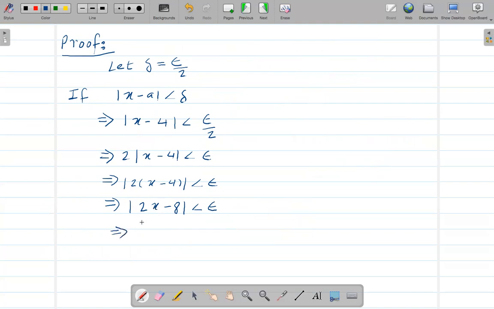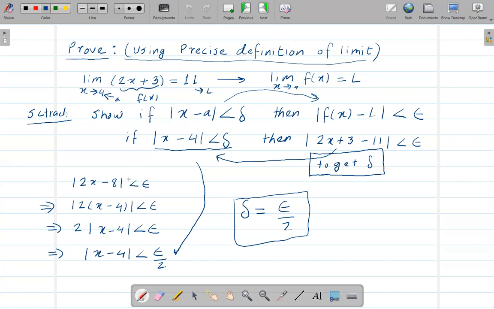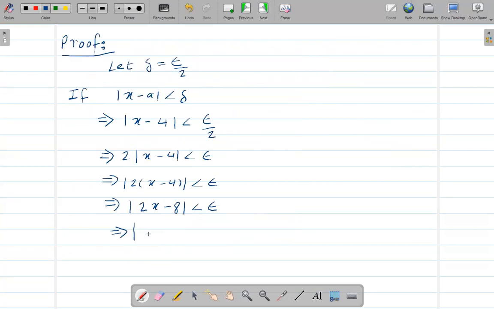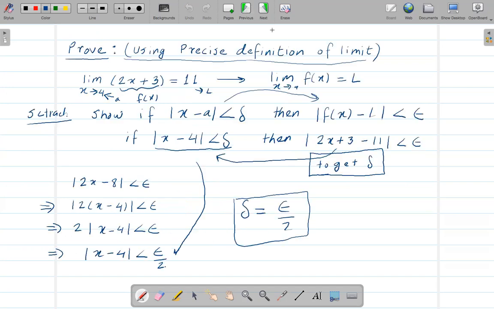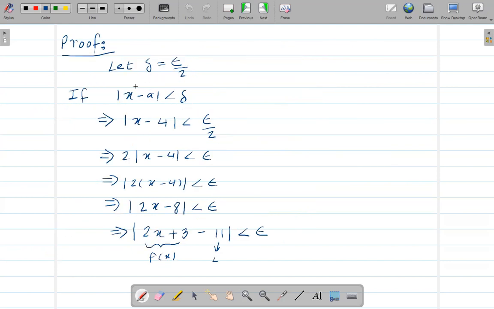And here I need to change this 2x minus 8. I have to do that. Since we are proving it, I have to show that part as well. So our final answer, we have to change to this form, 2x plus 3 minus 11. So I can say that negative 8 is also 2x plus 3 minus 11, and the absolute value is less than epsilon. So from here, 2x plus 3 is f of x and this is L. That's what we are trying to prove, right? That's exactly what I'm getting from this. I can say that finally the absolute value of f of x minus L is less than epsilon.